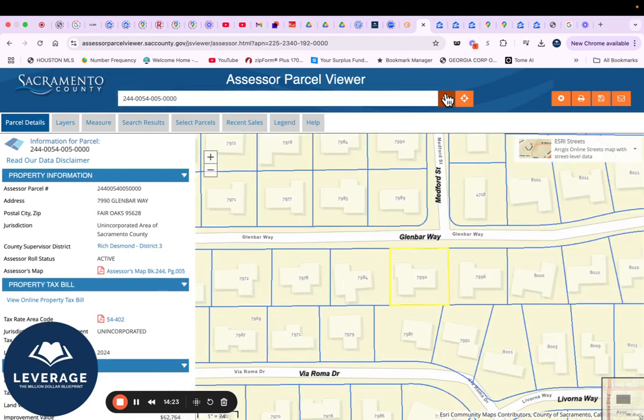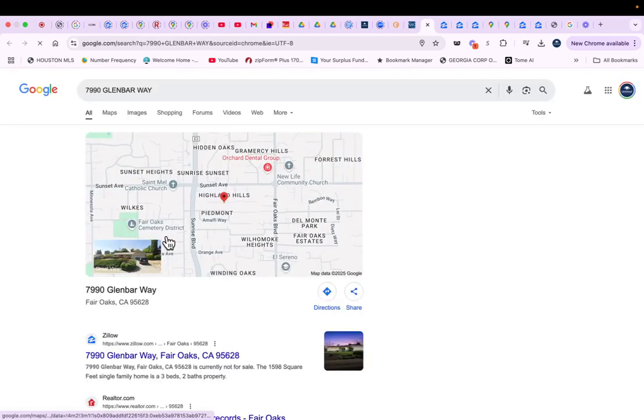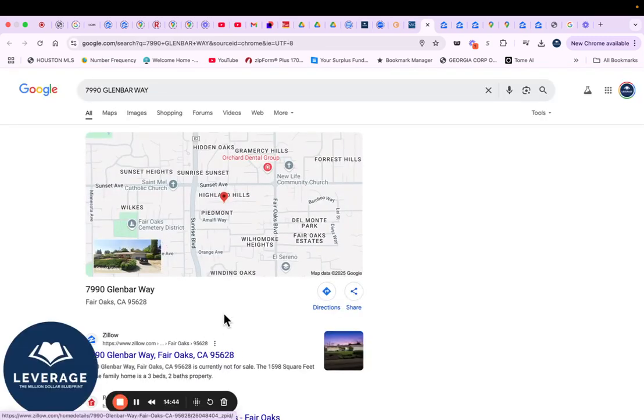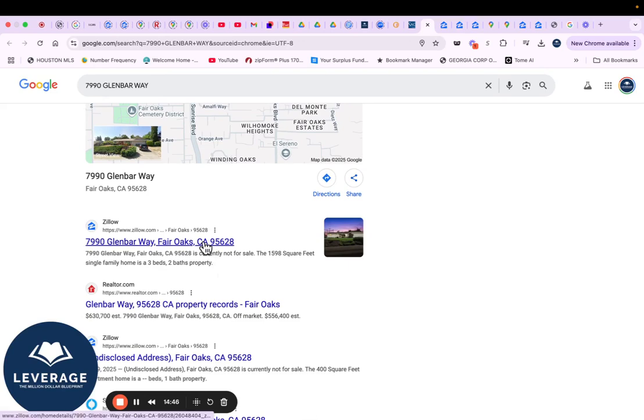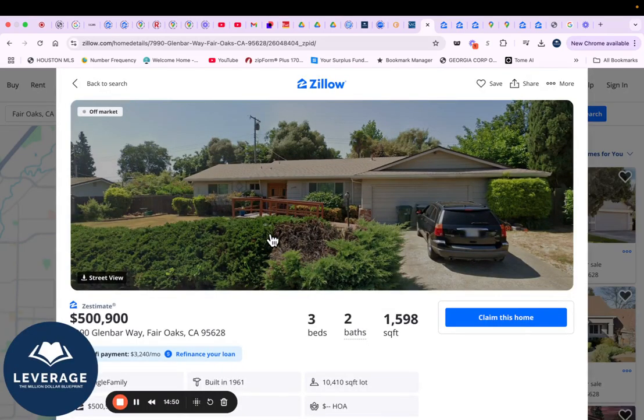Oh yeah, I can't believe this one's starting at opening bid. To me, because it's in Fair Oaks, which is a nice neighborhood, this one's probably going to be redeemed, but just for the sake of this, I'm going to look it up. Fair Oaks is pretty expensive. Can't believe they didn't pay their property taxes. So let's see what Zillow says. Oh, 500,000.